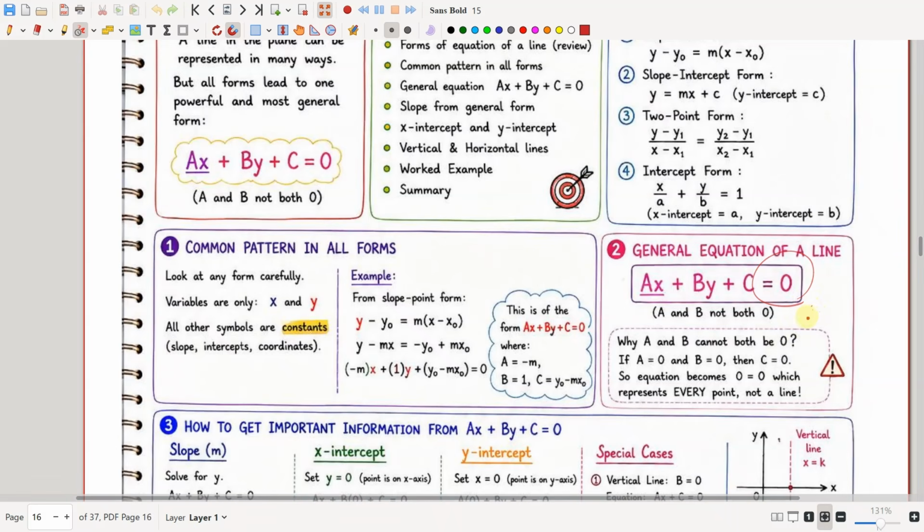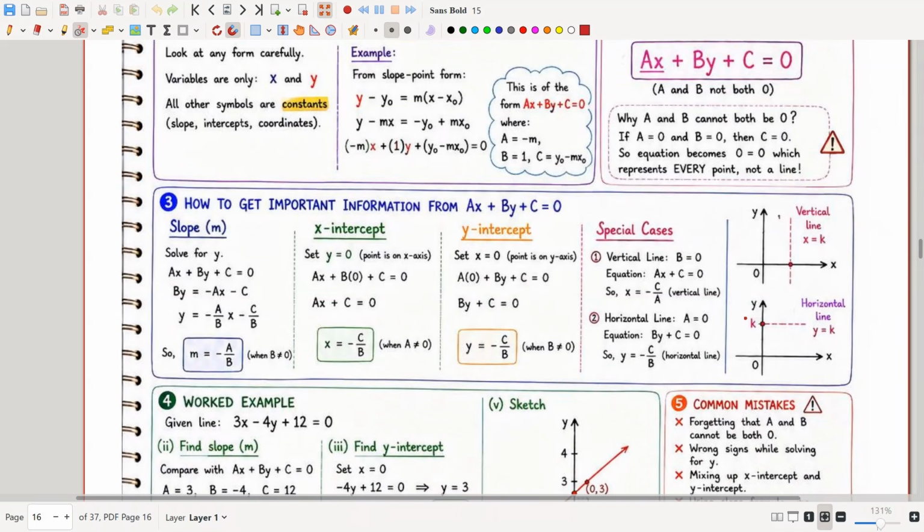In this we have one condition: a and b are not both 0. Because if a and b are both 0, then c will be equal to 0, which means it represents every point, not a line. So a will be 0 and b will be 0 means the x term and the y term will become 0, which means there will be no line at all.